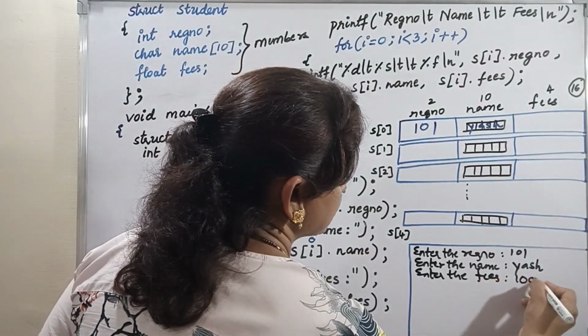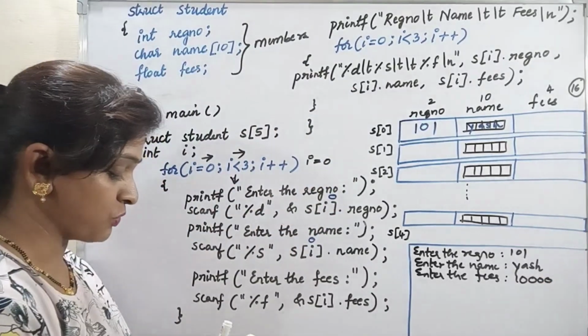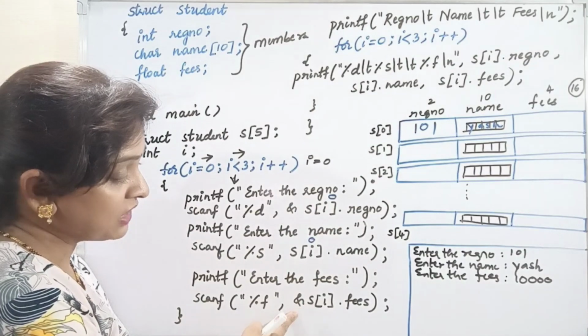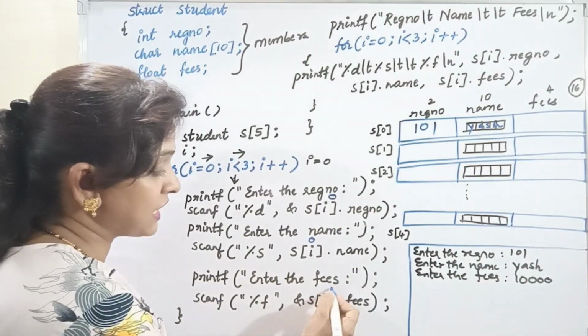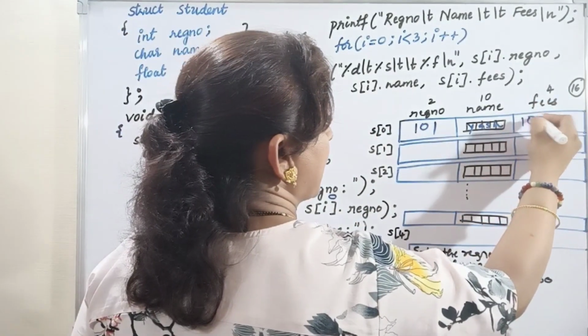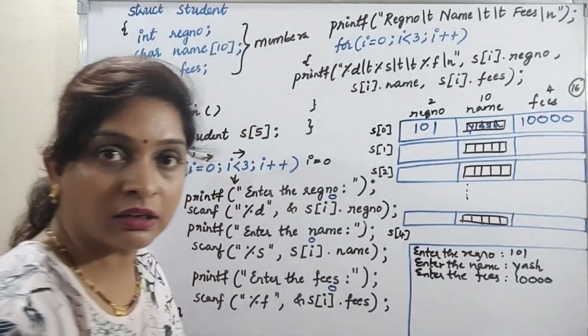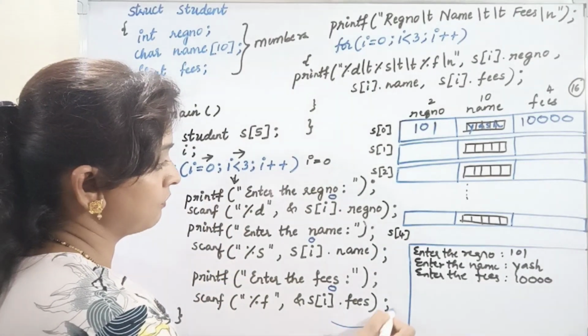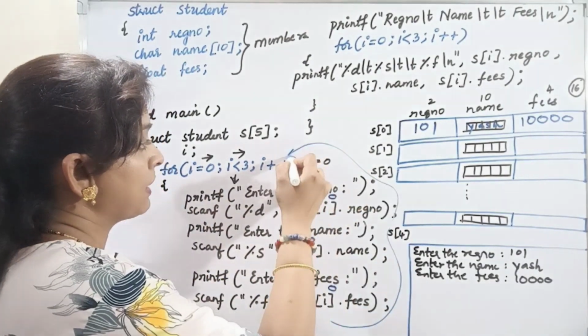Then I'm going to type the fees. So I'll say 10,000. That value will be scanned as percentage f and stored in the address of s of i dot fees. I means 0, so s of 0 dot fees, I'm going to get 10,000. Done? Now, after executing all these statements, the control will go to i plus plus.